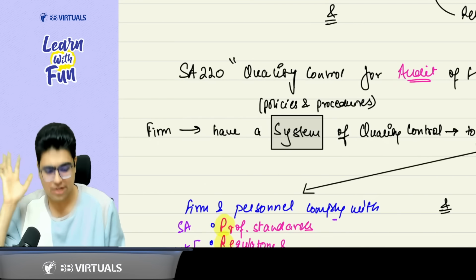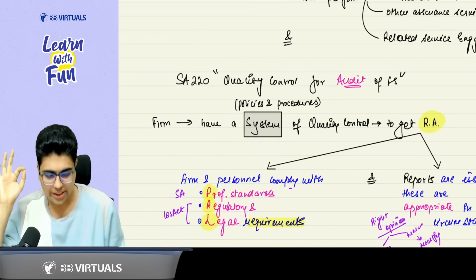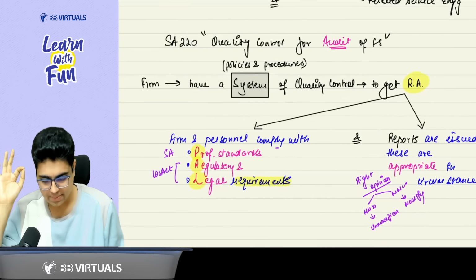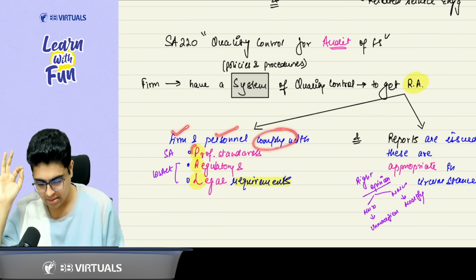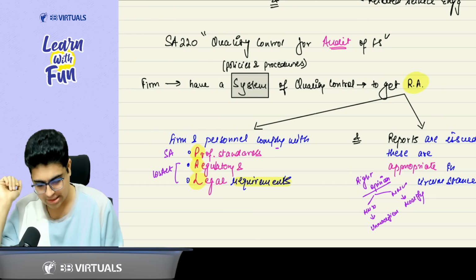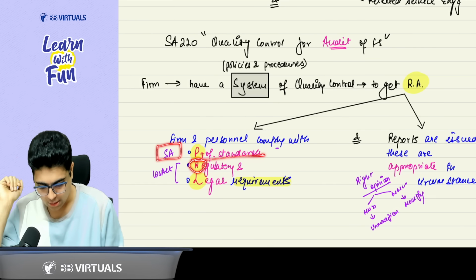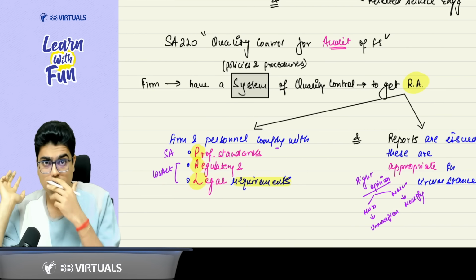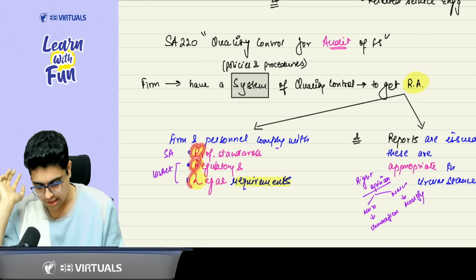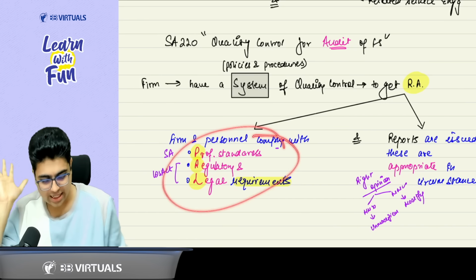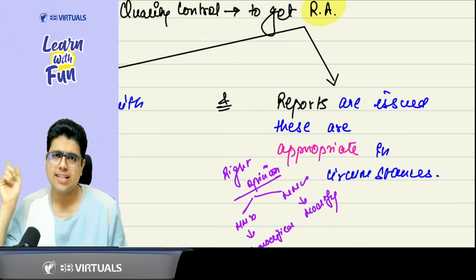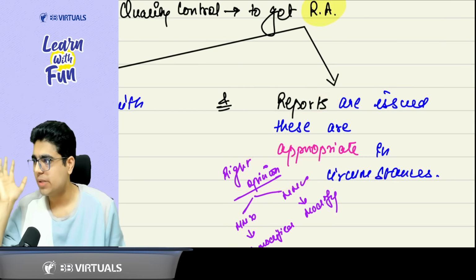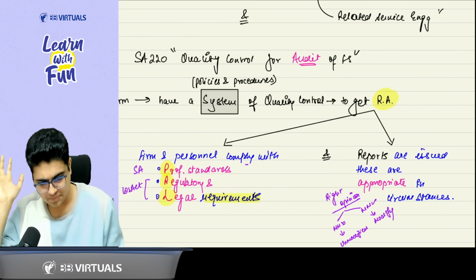Now, every firm needs to have a system of quality control. System of quality control means policies and procedures to get reasonable assurance that the firm and its personnel comply with PRL requirements. PRL requirement means professional standards, that is, standards on auditing, and regulatory and legal requirements; for an audit you also need to comply with the Companies Act. So in short, we will call it the PRL requirement. When you comply with the PRL requirement, will the report be bad or good? Sir, it will be very good. The report will be appropriate in the circumstances and you will give the right opinion. So this is the objective of SQC-1.